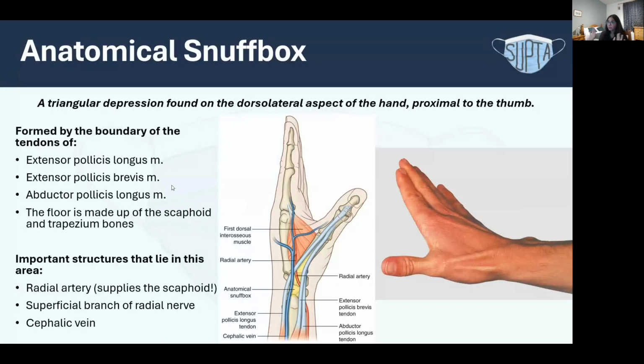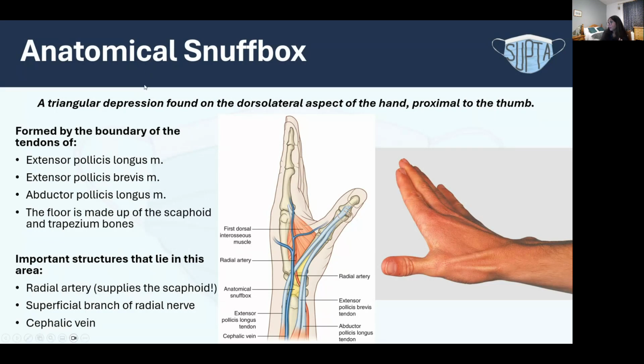Everything's quite easy. Now, the reason I have this slide here is our anatomical snuff box. It's not really a muscle, but it's formed of the tendons of muscles, and this has a lot of significance. The anatomical snuff box is essentially a triangular depression found on the dorsolateral aspect of the hand, proximal to the thumb.